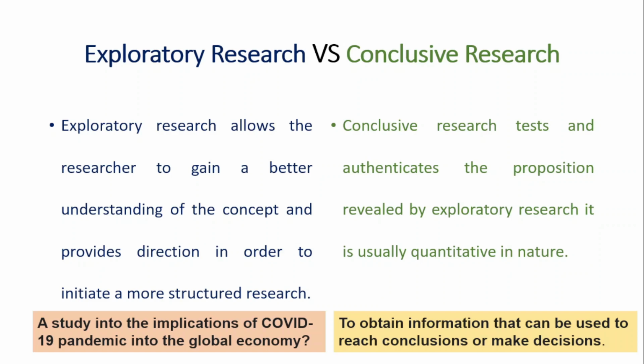On the other hand, conclusive research tests and authenticates the propositions revealed by exploratory research, and it is usually quantitative in nature. Here we are trying to conclude something, and we use quantitative data to test and logically prove what exploratory research proposed as a theory. To obtain such information, we download and use secondary data and sometimes primary data like surveys, and we generally try to arrive at results.